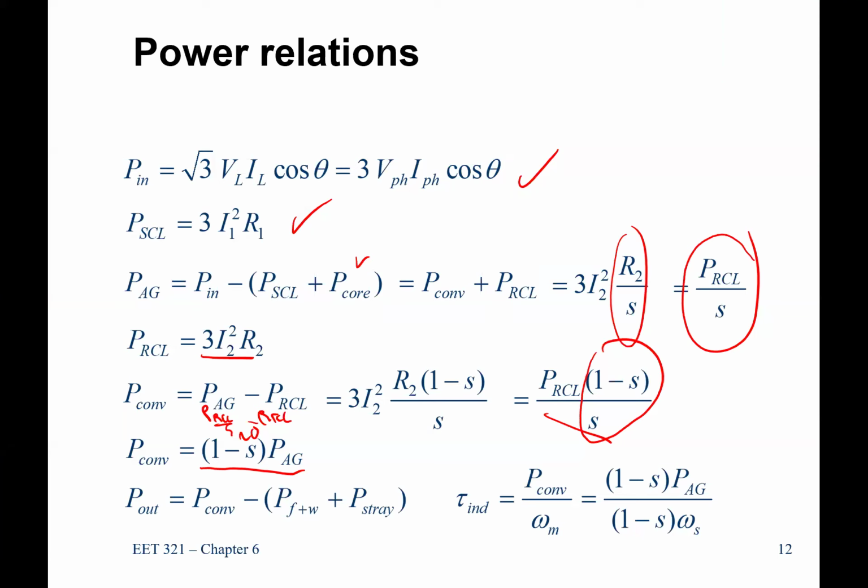And then again, P out is P converted minus the mechanical losses. We can substitute in P converted for (1 minus s) times P air gap. Same thing for omega sub m. And what do you know? That's the equation that we got on the first page. Okay.